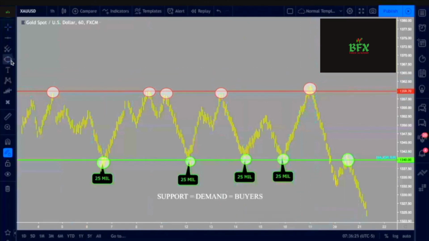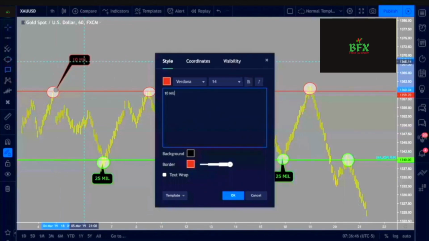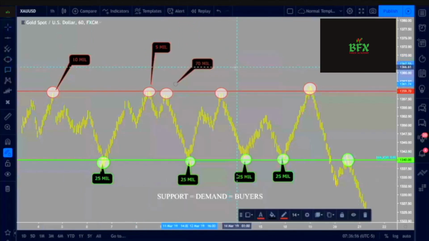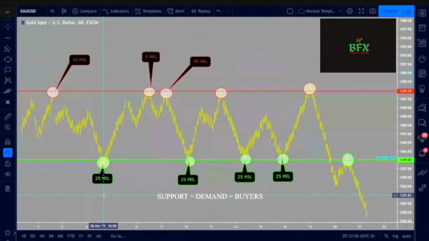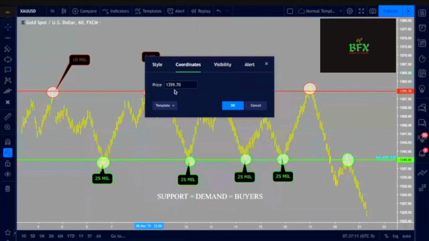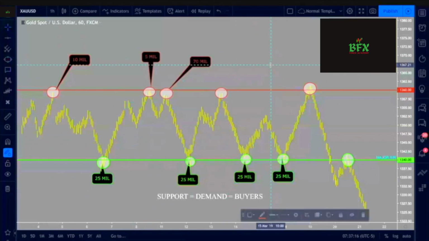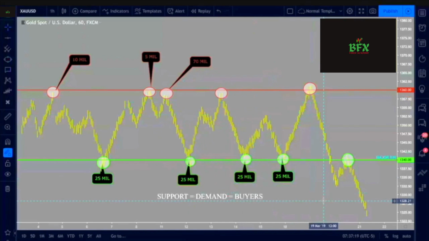How much? Who knows? Doesn't matter. This could be 10 million, this could be 5 million, this could be 70 million. It doesn't really matter. What matters is that you understand the concept of what's going on here. You don't need to know the exact amount. You just need to understand that every time price gets up to this level, let's say it's 1360, there we go, every time price gets up to 1360, sellers are coming in.